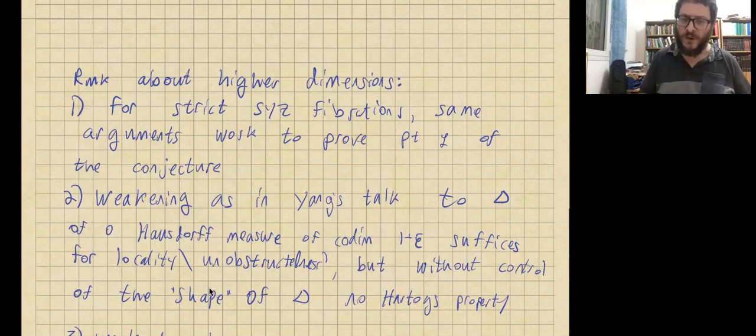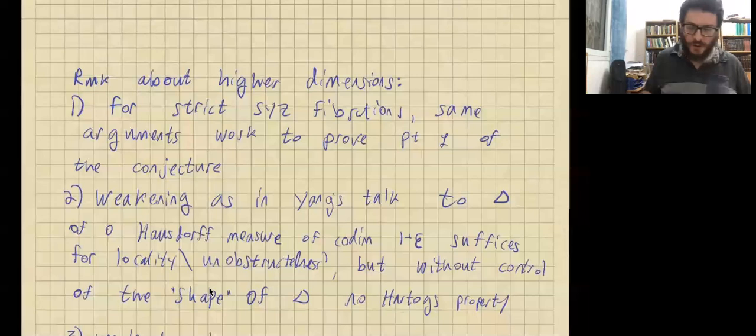I think quite generally we can prove the first part of the conjecture, which was that you get some kind of nice space with some nice relations, before getting to Hodge theoretic mirror symmetry.